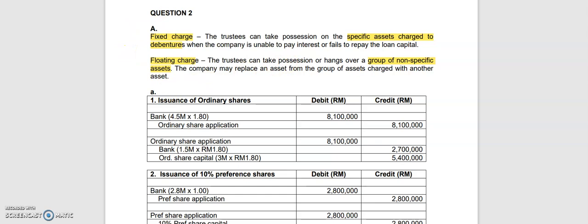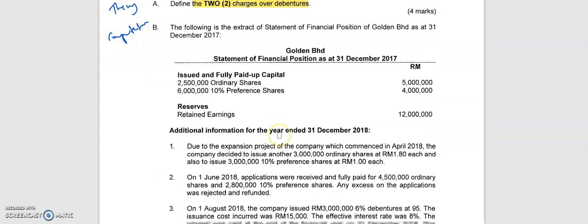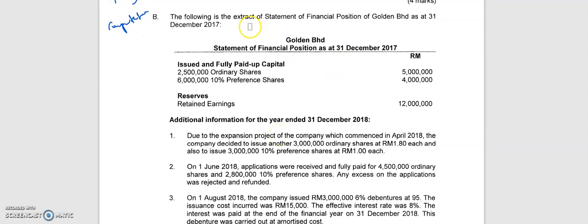We are done with A. Let us look at the computation B. The following is the extract of statement of financial position of Golden Berhad as at 31st December 2017. So these are the balance brought down, because this is for year end 31st December 2017. You are now going to record the transactions for the year ended 31st December 2018.